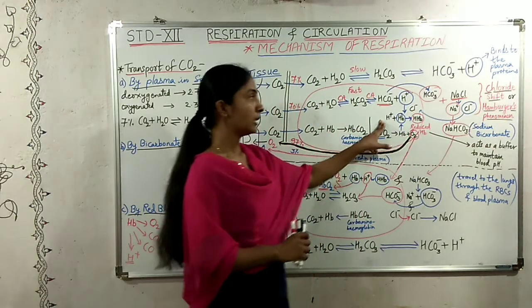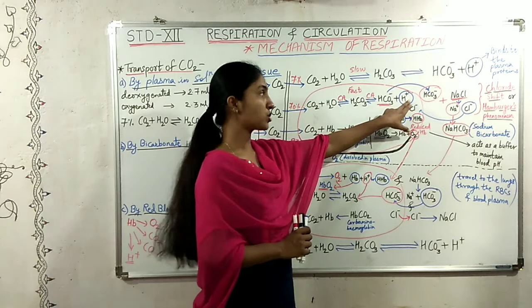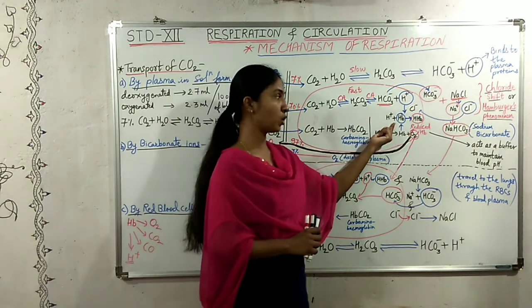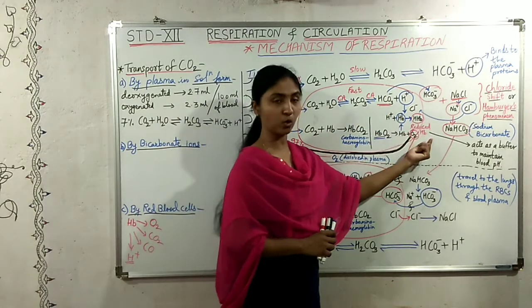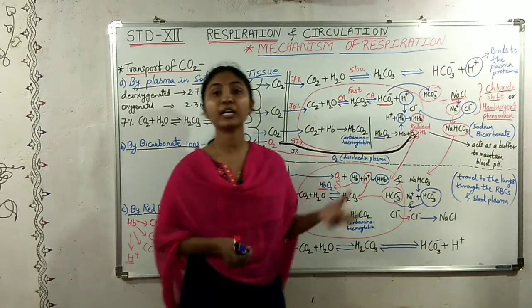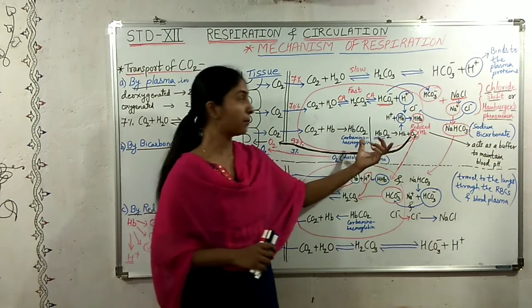So here these hydrogen ions which are there in the RBCs combine with the hemoglobin to form reduced hemoglobin. This reduced hemoglobin acts as a buffer to maintain the pH level of the blood.